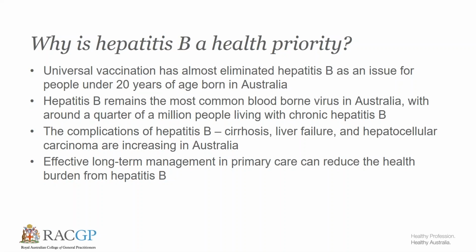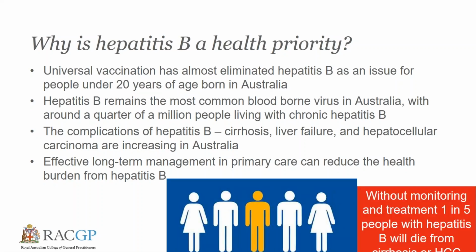The really good news is that effective long-term management of hepatitis B in primary care can reduce the burden from hepatitis B. So in some ways, this is another cancer prevention activity, and I think that's a useful lens to look at it. Between 1 in 4 and 1 in 5 people with chronic hepatitis B will die from cirrhosis or hepatocellular carcinoma.